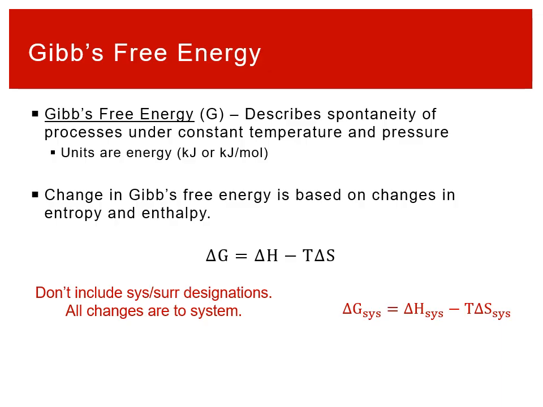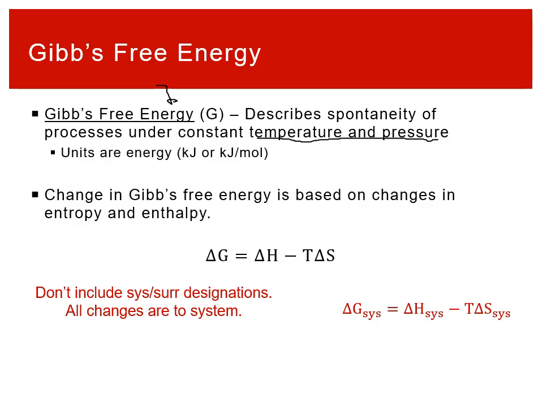And so the units on Gibbs free energy are kilojoules or kilojoules per mole. So it has the same units as energy. You'll note that's why it's in the name here. There's that word free, which we'll talk about, but Gibbs free energy is G. And Gibbs free energy describes spontaneity of processes under constant temperature and pressure.